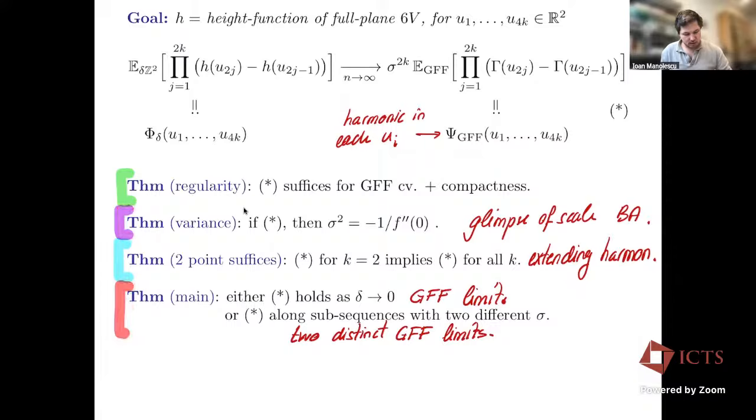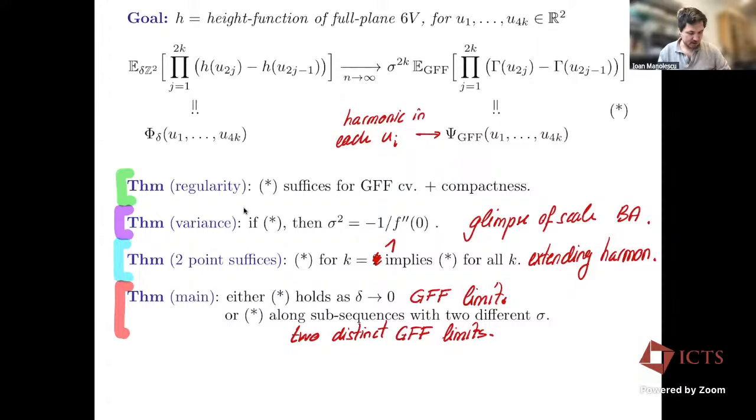And you'll see that if you confront this computation of the variance with this theorem, if you have this kind of convergence for k equals 2, then you have it for all k. So either you're in this case, you have a single GFF limit, which is what you want. Sorry to bother you, Ioan, but in these equations, it's k equals 1, right? Because for k equals 2 you're talking about the 2-point function. Yes. Sorry about that. Thank you.